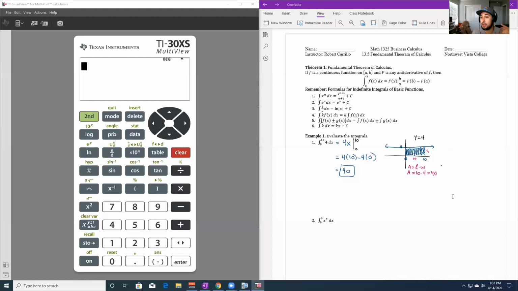Okay, so that's all we're doing. The evaluation theorem of the fundamental theorem of calculus allows us to find the area underneath a given line or a given curve on a graph. That's it. That's all we're finding. So that puts some sense to what we're actually finding here. That's just an explanation of what's going on here.